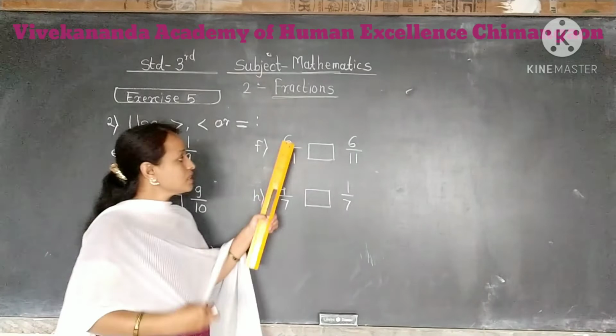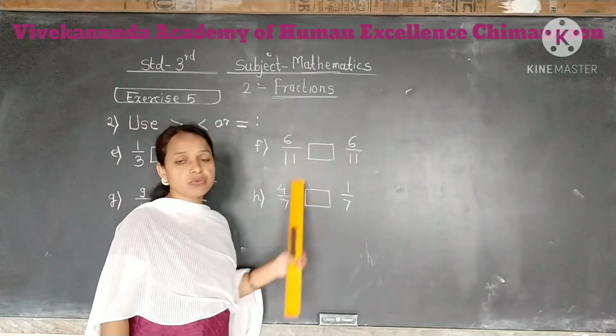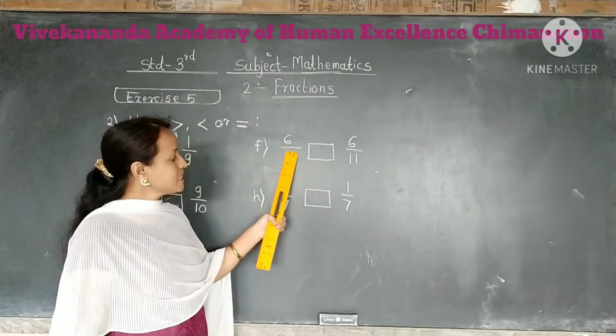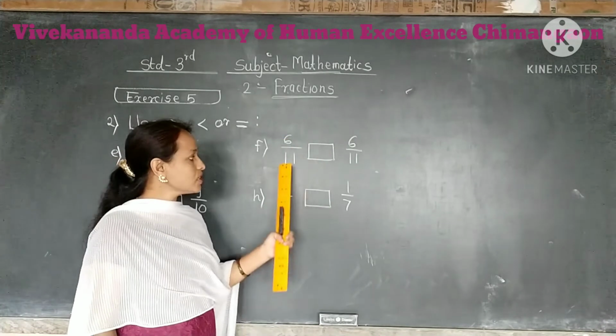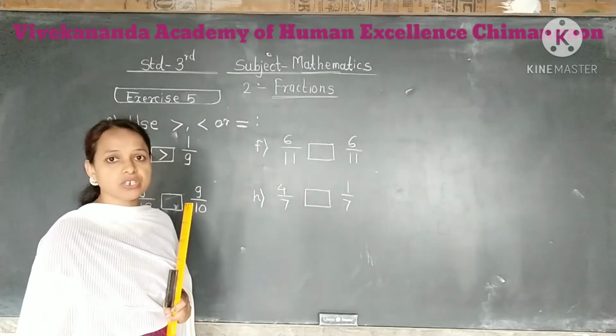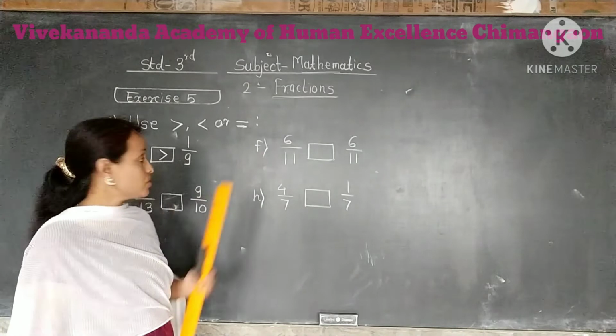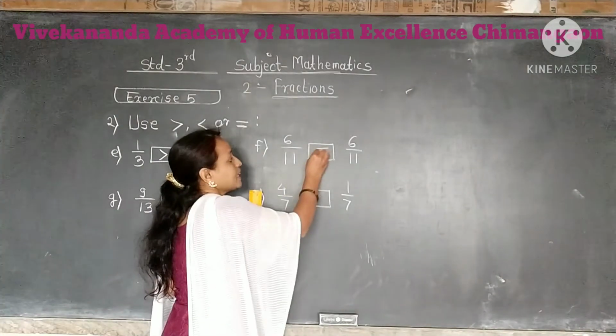Next pair of fractions, 6 upon 11 and 6 upon 11. So here in this pair of fractions, numerator is also same and denominator is also same. So these are equal fractions. So we use here equal sign.